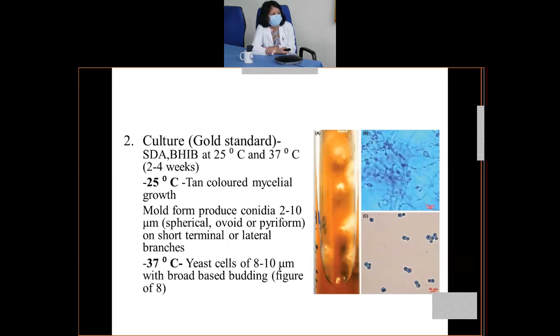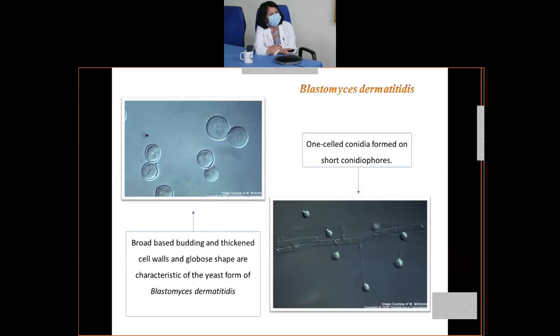The conidia may be spherical, ovoid, or pyriform, and they are present on short terminal or lateral branches. At 37 degrees centigrade, the culture you've incubated will produce yeast cells. Eventually the growth will be pasty, and if you take the growth and examine it under the lactophenol cotton blue under the microscope, you'll see the yeast cells. You can see the double contoured yeast cells which I've talked about. It looks double walled, and it has broad-based budding. It's also known as a figure of 8 because of the broad-based budding. These are other pictures, the electron micrograph, where you can see the budding yeast as well as the conidia.